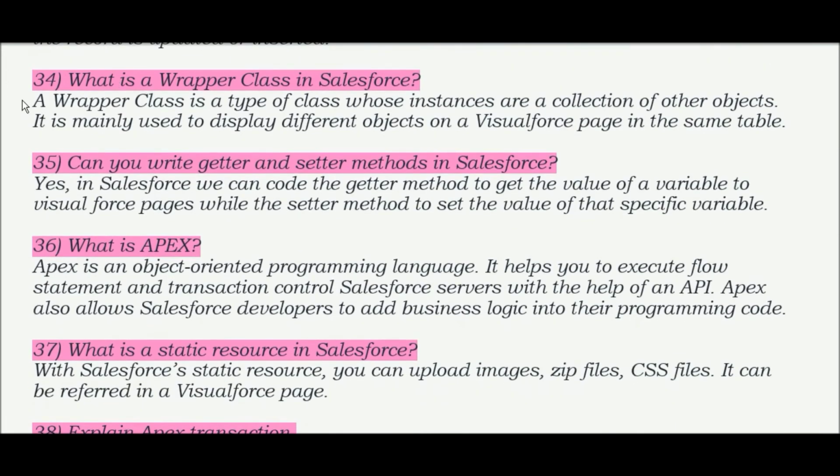Next question. What is a wrapper class in Salesforce? Answer. A wrapper class is a type of class whose instances are a collection of other objects. It's mainly used to display different objects on a Visualforce page in the same table. Next question. Can you write getter and setter methods in Salesforce? Answer. Yes. In Salesforce, we can code the getter method to get the value of a variable to the Visualforce pages, while the setter method is used to set the value of that specific variable.